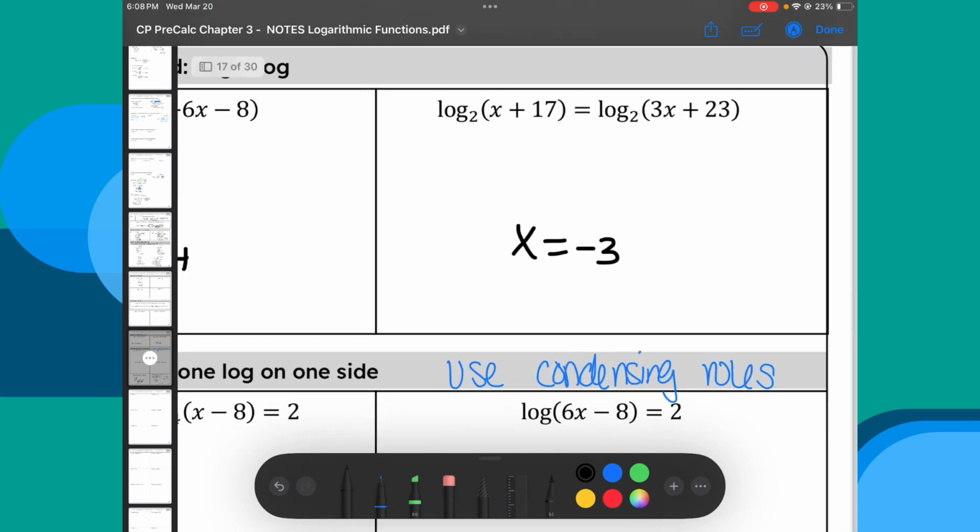So if your bases are the same and your logs are set equal, you can just set the thing that you're taking the log of equal.